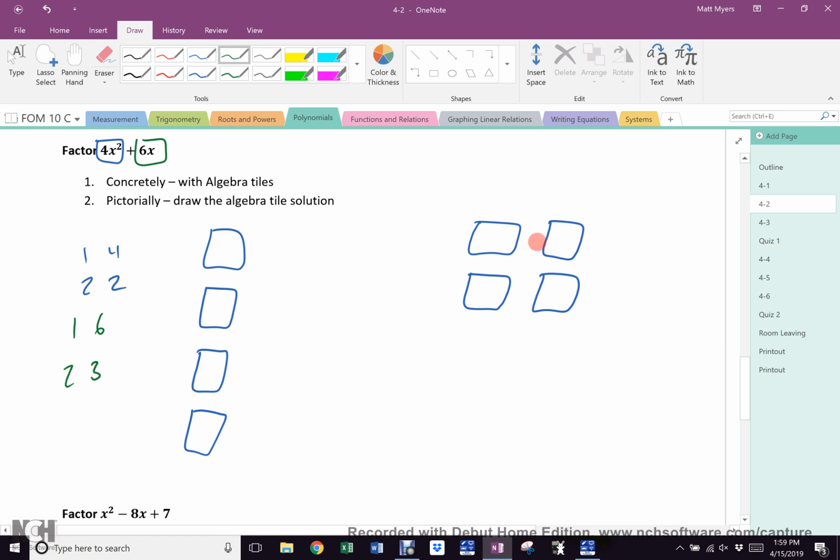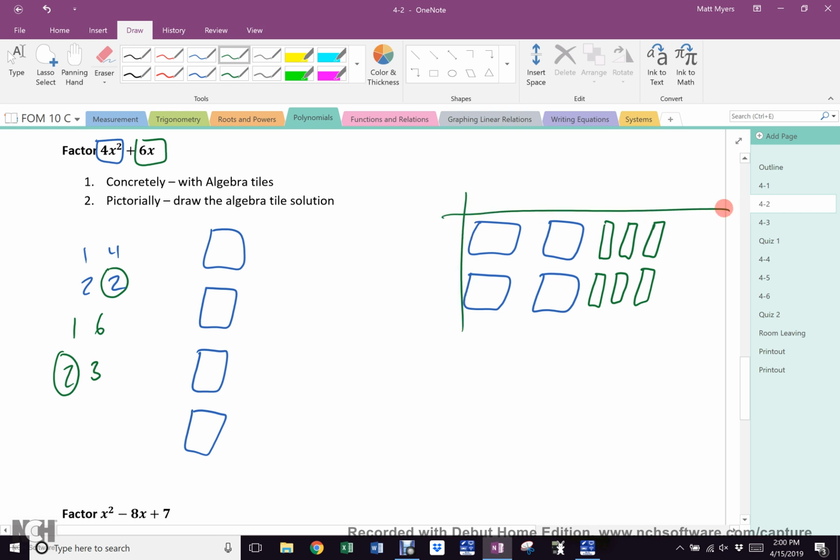2 works here, but not here. 6 doesn't work anywhere. 1 works everywhere, and 3 doesn't work anywhere. But you notice that 2 works in both. So, 2 by 3. So, 1, 2, 3, 4, 5, 6. Do I have my rectangle? What's this? 1x. What's this? 2 x's. 1, 2, 3. So this is 2x plus 3.